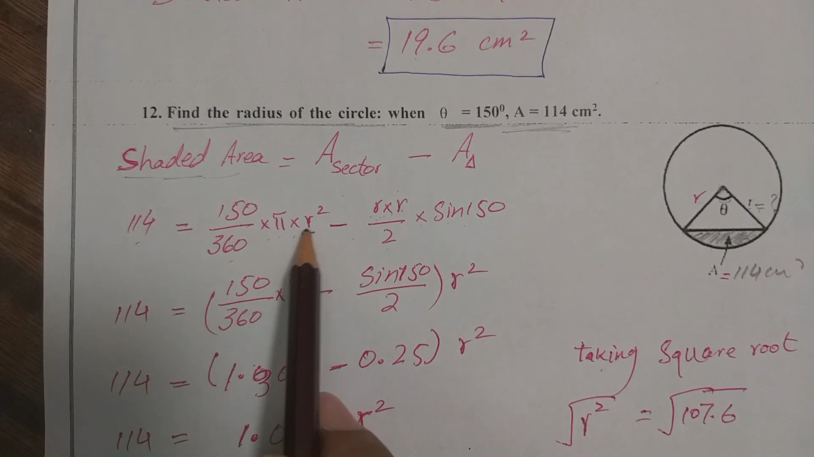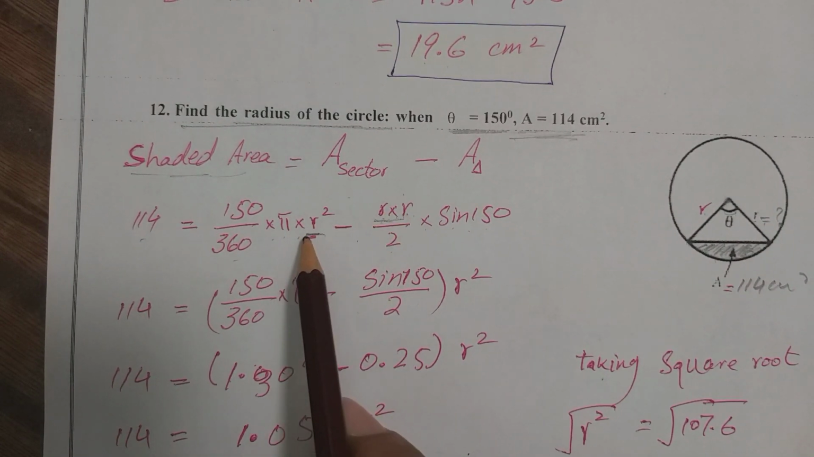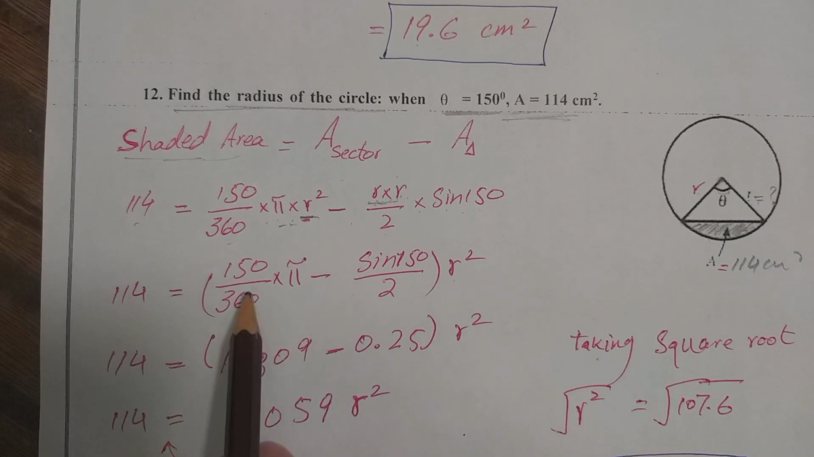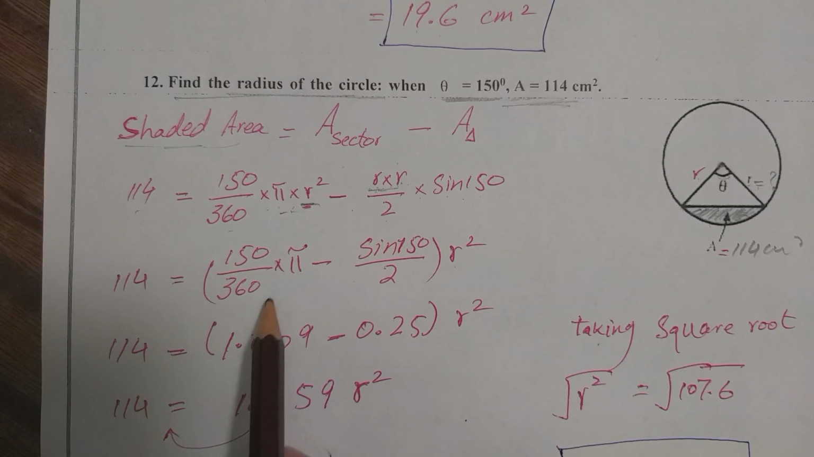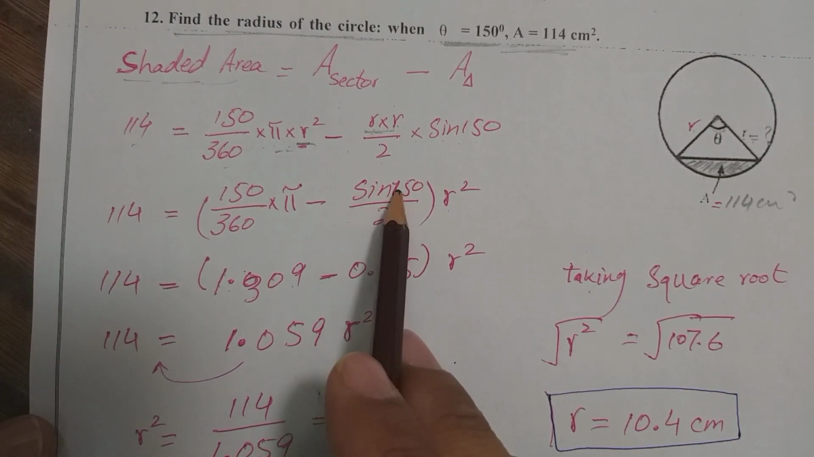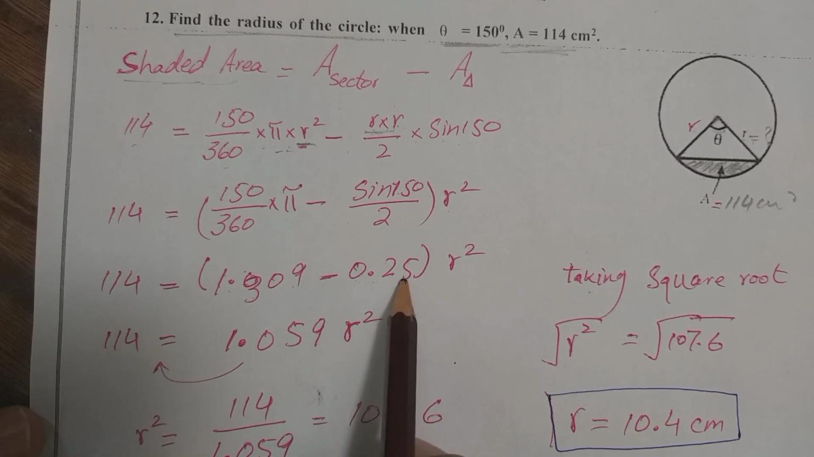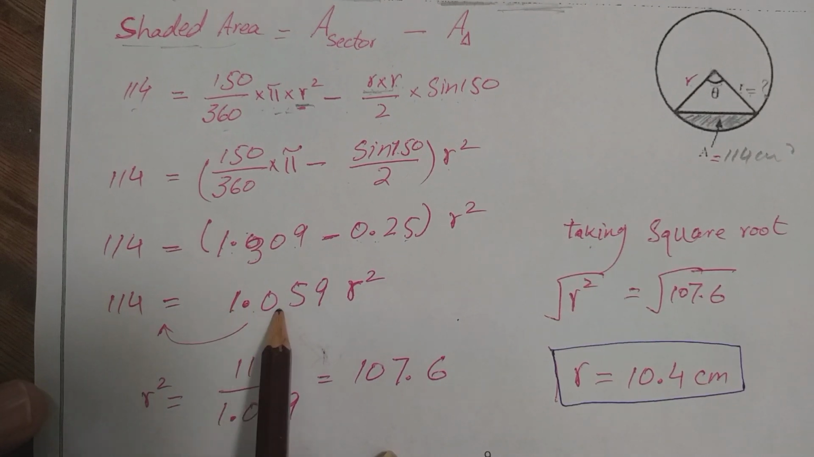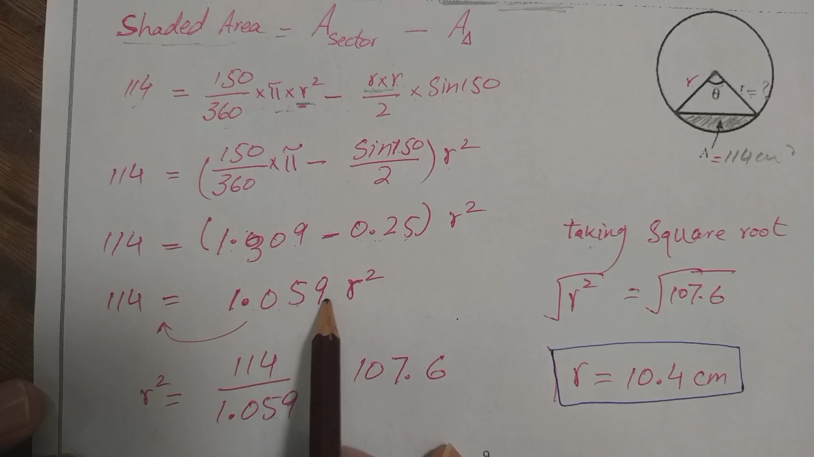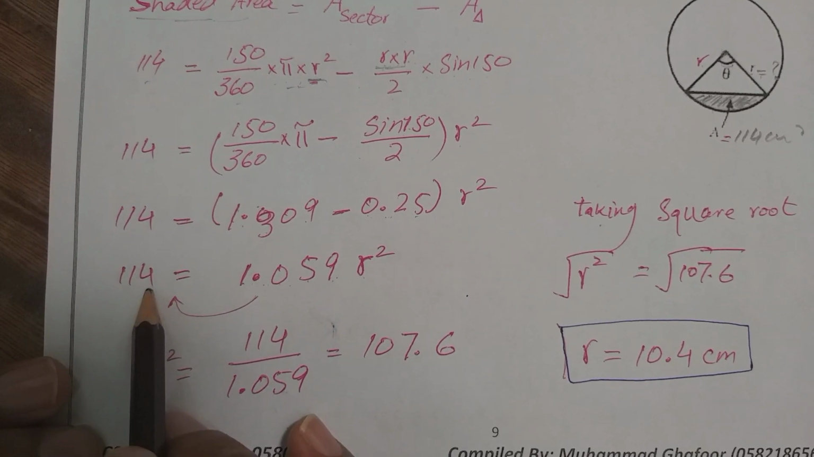Replace the information in the angles. Just simplify. So r is common. So r times r means r square. So r square is common between the two expressions. So I took it outside. So simplify this part. When you simplify, you find 1.309. And when you simplify sine 150 over 2, you get 0.25. So simplify 1.309 minus 0.25, you find 1.059 r square. So this is multiplication. When you transfer it, it becomes a division here.